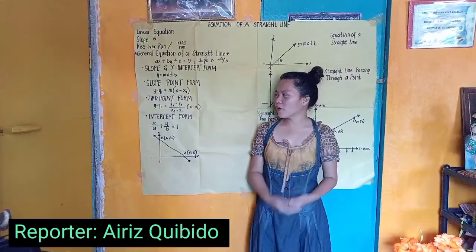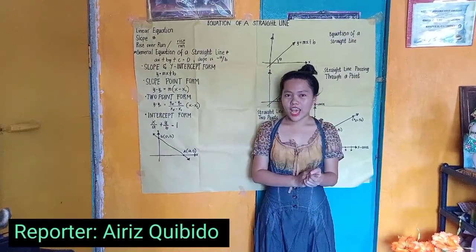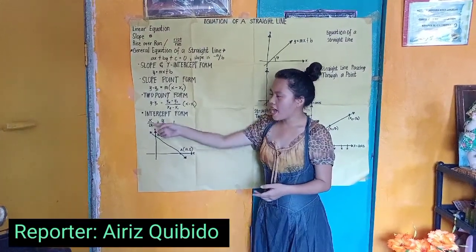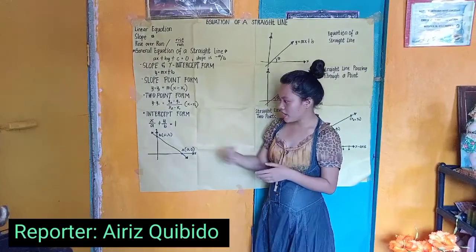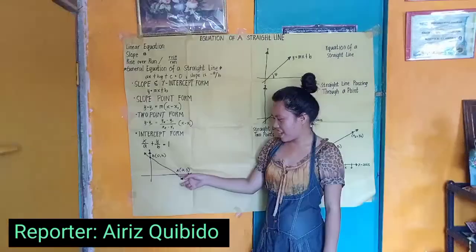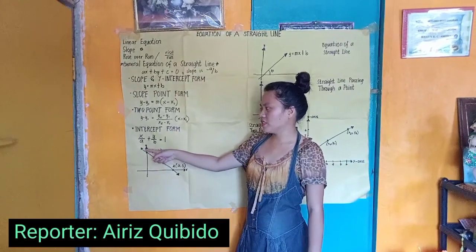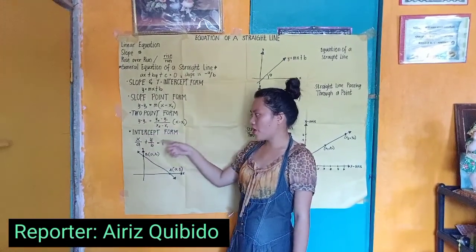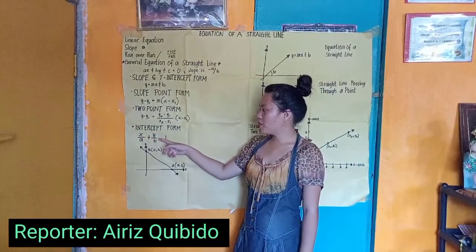So the last form we have is the intercept form. A straight line having the x-intercept as a and y-intercept as b, where we can see in the figure below, a is on the x-axis, point b is on the y-axis, is given by the intercept form x/a + y/b = 1.